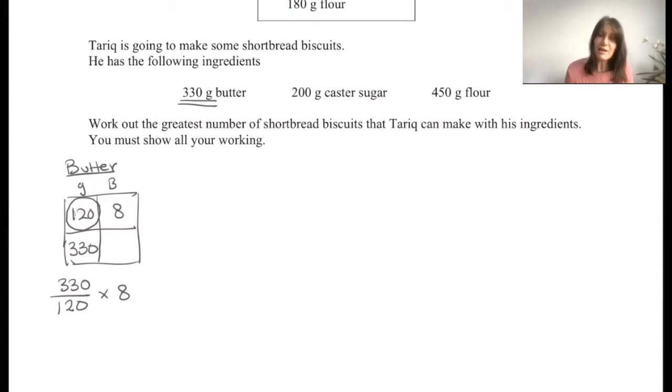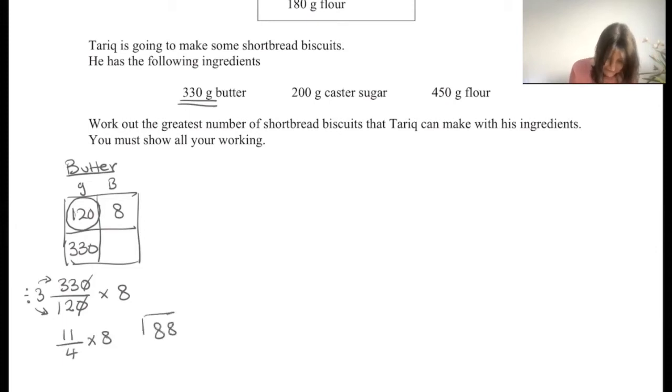These non-calculator questions will always give fractions that cancel down. So we just need to look at how this cancels. Well, the zeros will cancel straight away. And then which times table do both the 12 and the 33 come in? It comes into the 3 times table. So if I divide the top and the bottom by 3, I will end up with 11 over 4. So 11 times 8 is 88. Divide that through by the 4. 4s into 8 go 2, 4s into 8 go 2. So I can get a maximum of 22 biscuits with the butter that I have available.